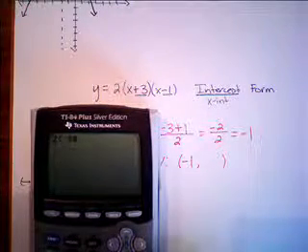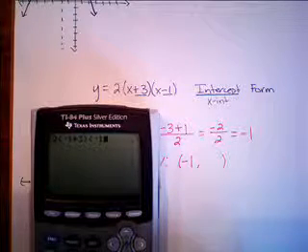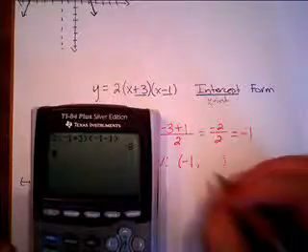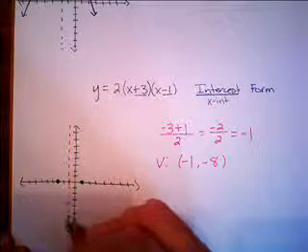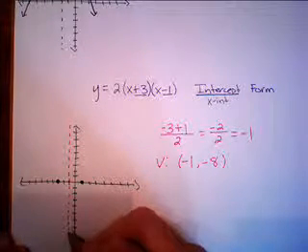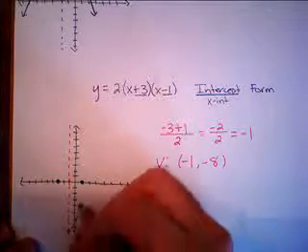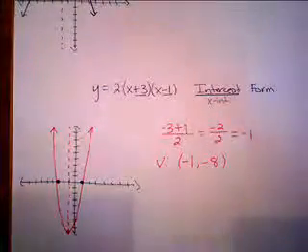Negative 1 plus 3, and then negative 1 minus 1, which is negative 8. So down 1, 2, 3, 4, 5, 6, 7, 8, about right here, and make your U shape as best as possible. That's your graph.